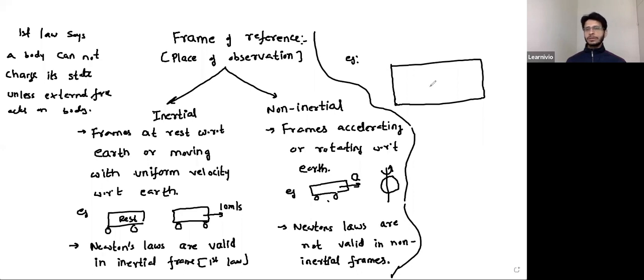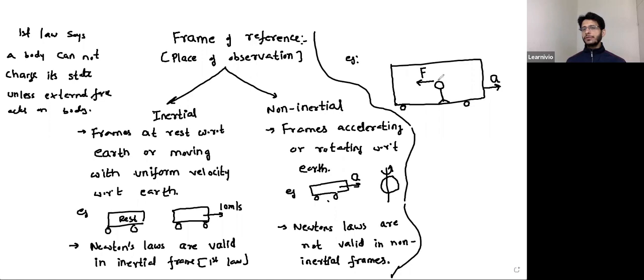So if I take a block, let's say it's a box or a car or something, let's say it's a bus. This bus was initially at rest. This is a passenger standing in the bus. As soon as the driver of the bus switched on the engine, the bus starts accelerating in this direction. As soon as the bus starts, this passenger standing in the bus will experience a backward force.